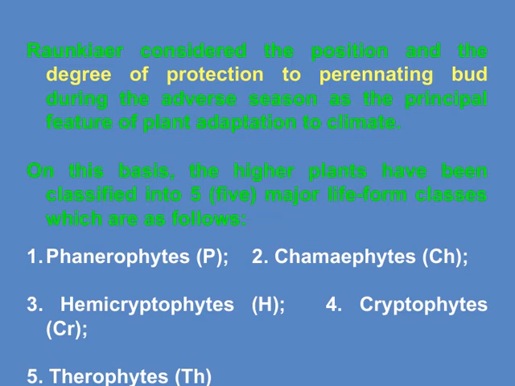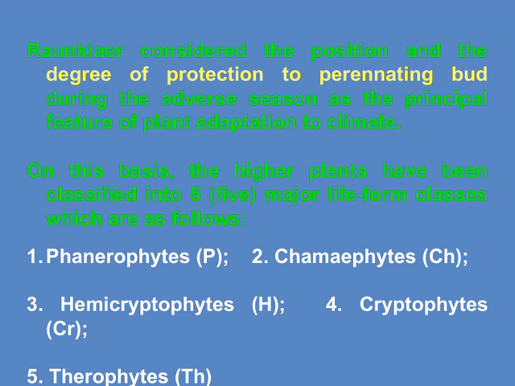Ronquier considered the position and the degree of protection of perennating buds during the adverse season as the principal feature of plant adaptation to climate. Based on this idea, he classified higher plants into 5 major life form classes. These classes are designed to reflect how different plants protect their buds and survive through tough conditions.